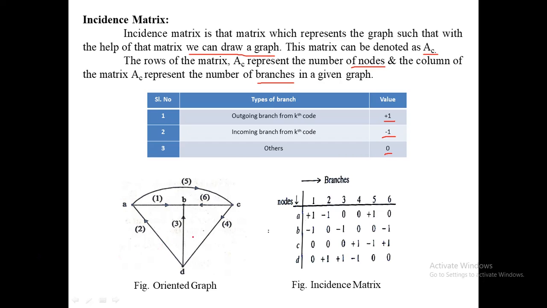Let's see this example. Here, consider this graph. We have to write the incidence matrix.